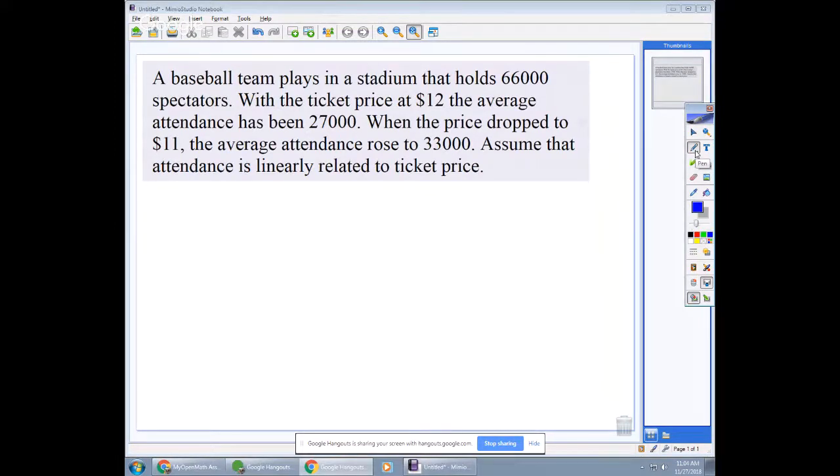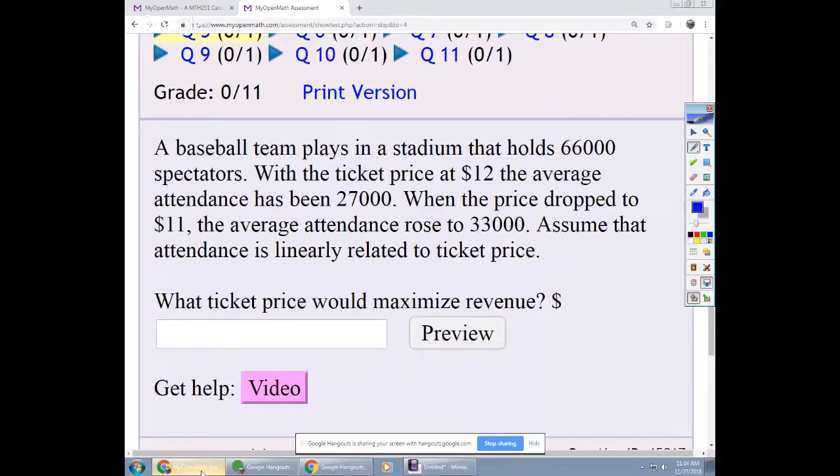A baseball team plays in a stadium that holds 66,000 spectators with a ticket price of $12. The average attendance has been 27,000. When the price dropped to $11, the average attendance rose to 33,000. Assume that attendance is linearly related to the ticket price. And apparently I forgot to copy the question. We're probably trying to maximize revenue. What ticket price maximizes it?